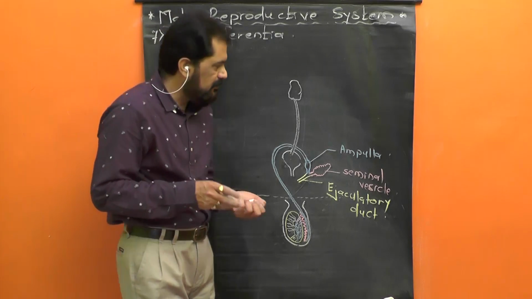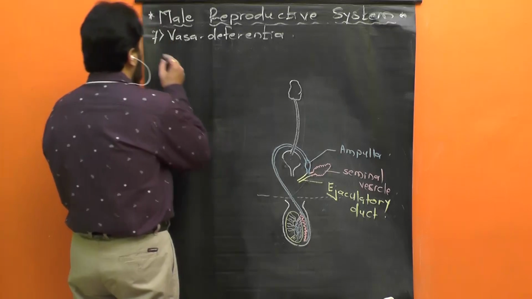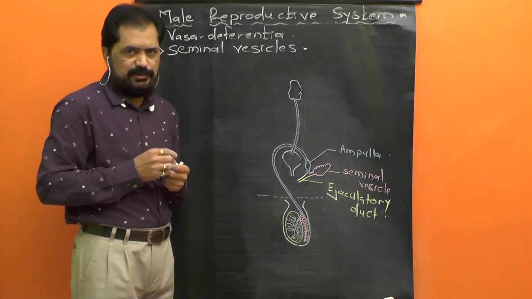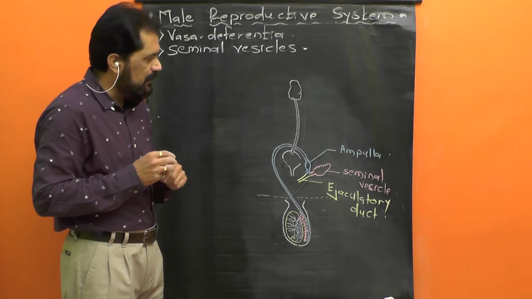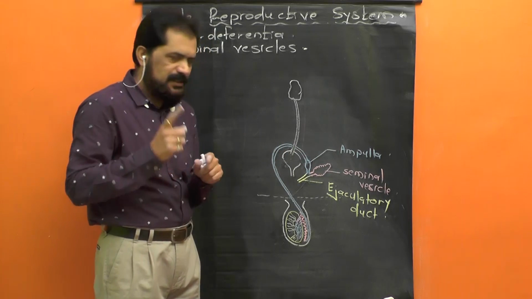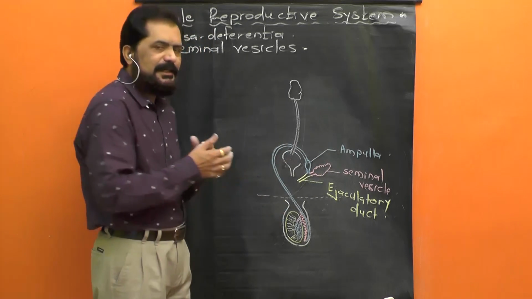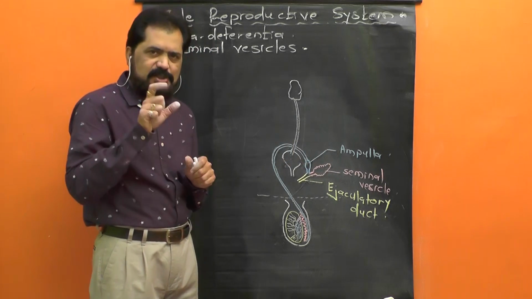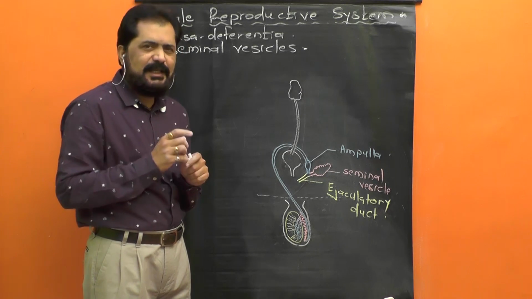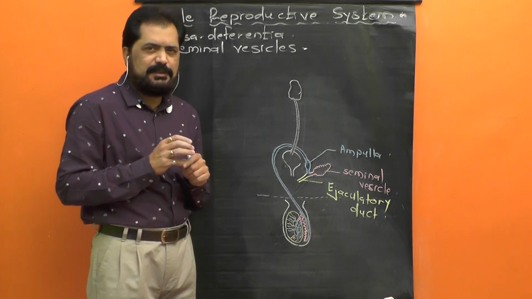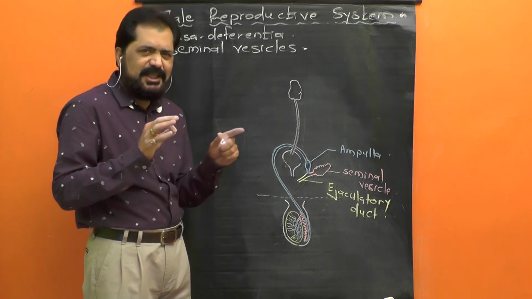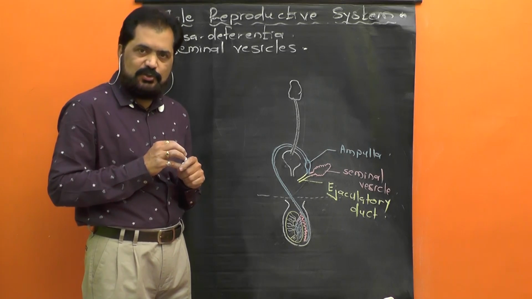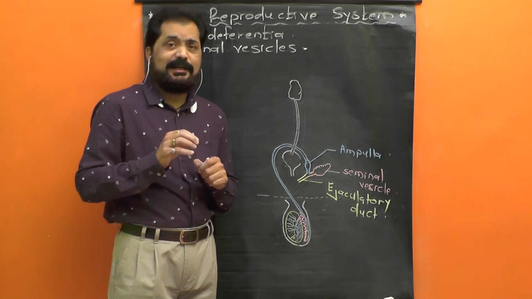Now come to the next part, that is seminal vesicles. Seminal vesicles, of course, are paired structures. These are 2 in number. Here, with the help of pink color, I have shown a single seminal vesicle as it is the lateral view. Each seminal vesicle is small, leaf-like, about 3.5 cm to 4 cm long. It is thin-walled, and it is a glandular structure.